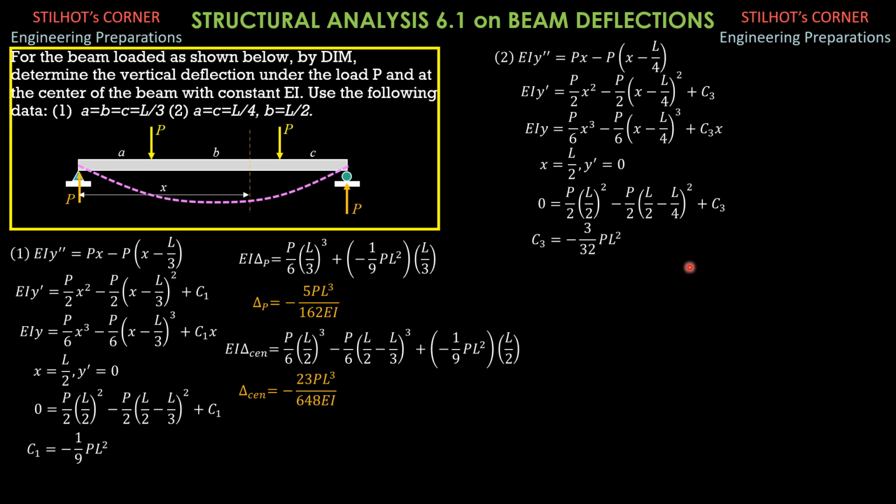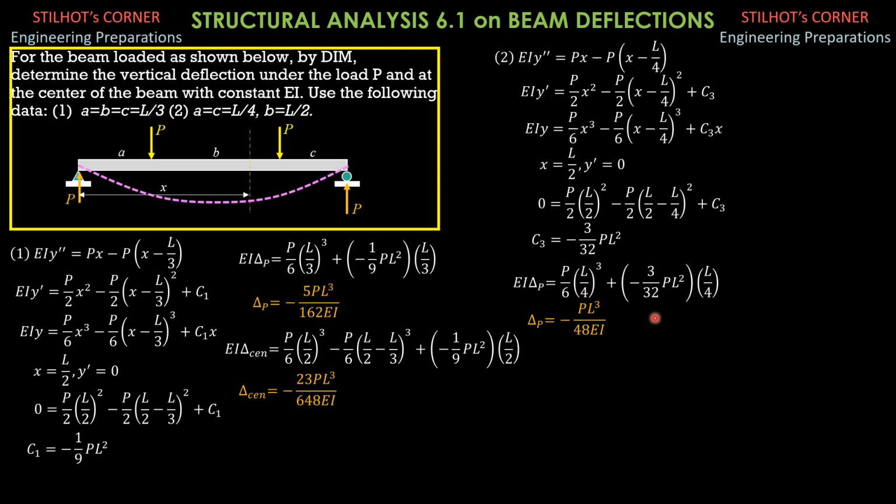We can now evaluate the deflection under the load by setting x equals L over 4 and substituting in this equation. The second term would be 0 because of the value of x. So EI delta P equals P over 6 L over 4 quantity cubed plus negative 3 over 32 PL squared times L over 4. So delta P is equal to negative PL cubed over 48 EI.